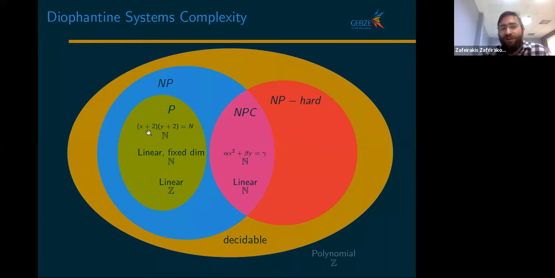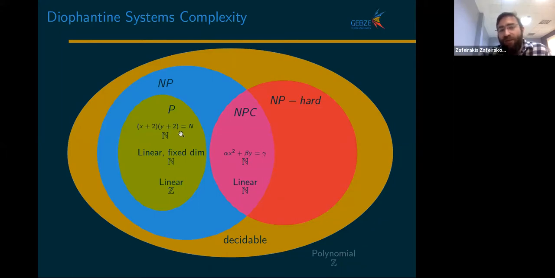So if I give you a number n and ask you, are there x and y non-negative integers such that this equation holds? What am I asking about n? I see you smiling. Quadratic equation, of course. Yeah, but what we want here is to ask about n if it is prime, right? So this is the primality test, and this was proven to be in P.